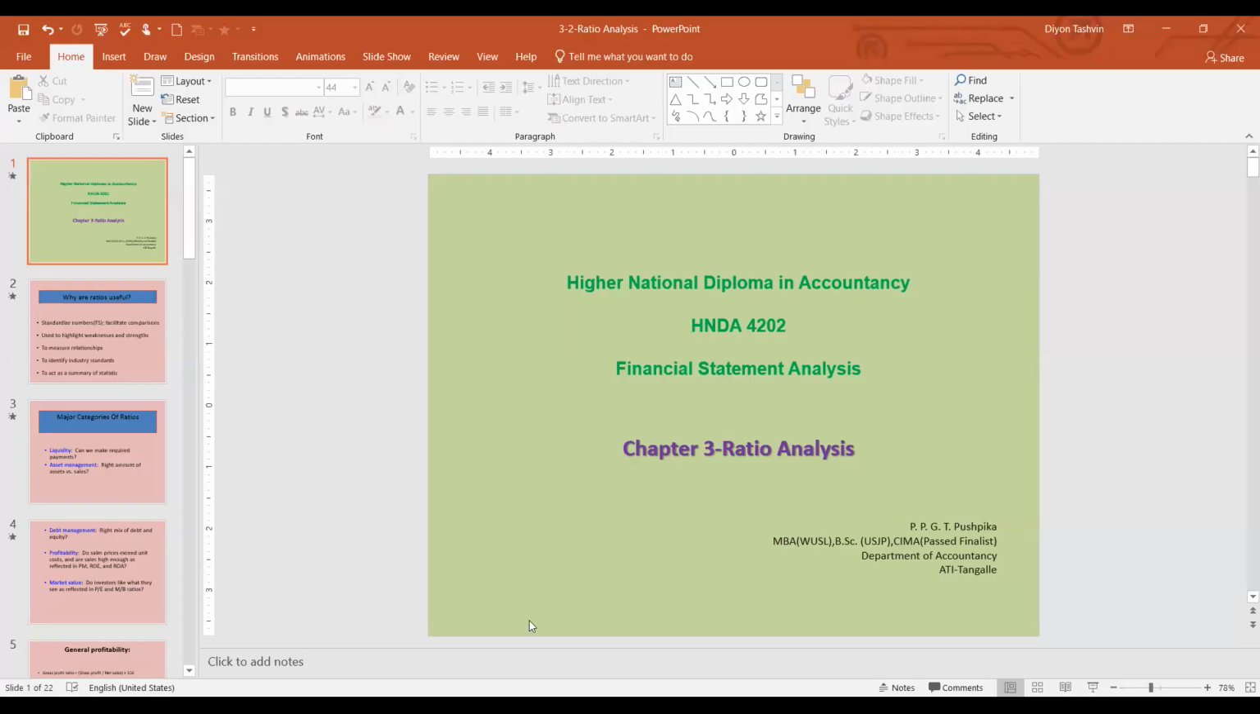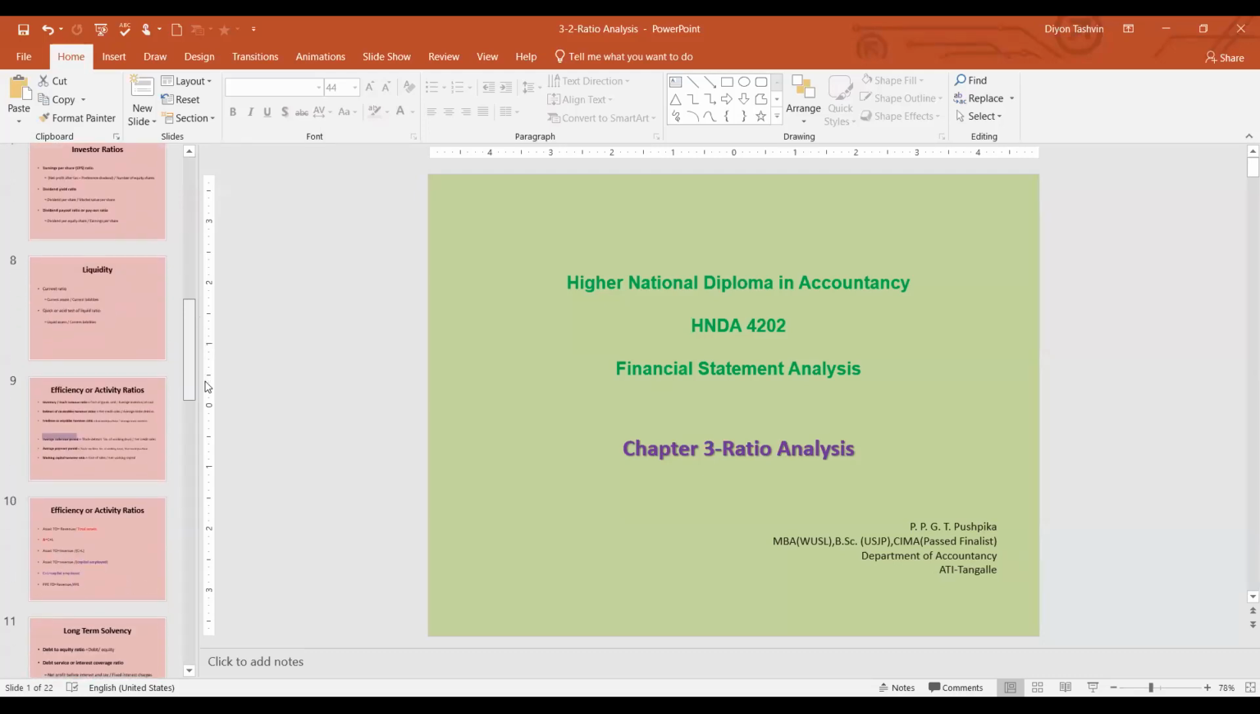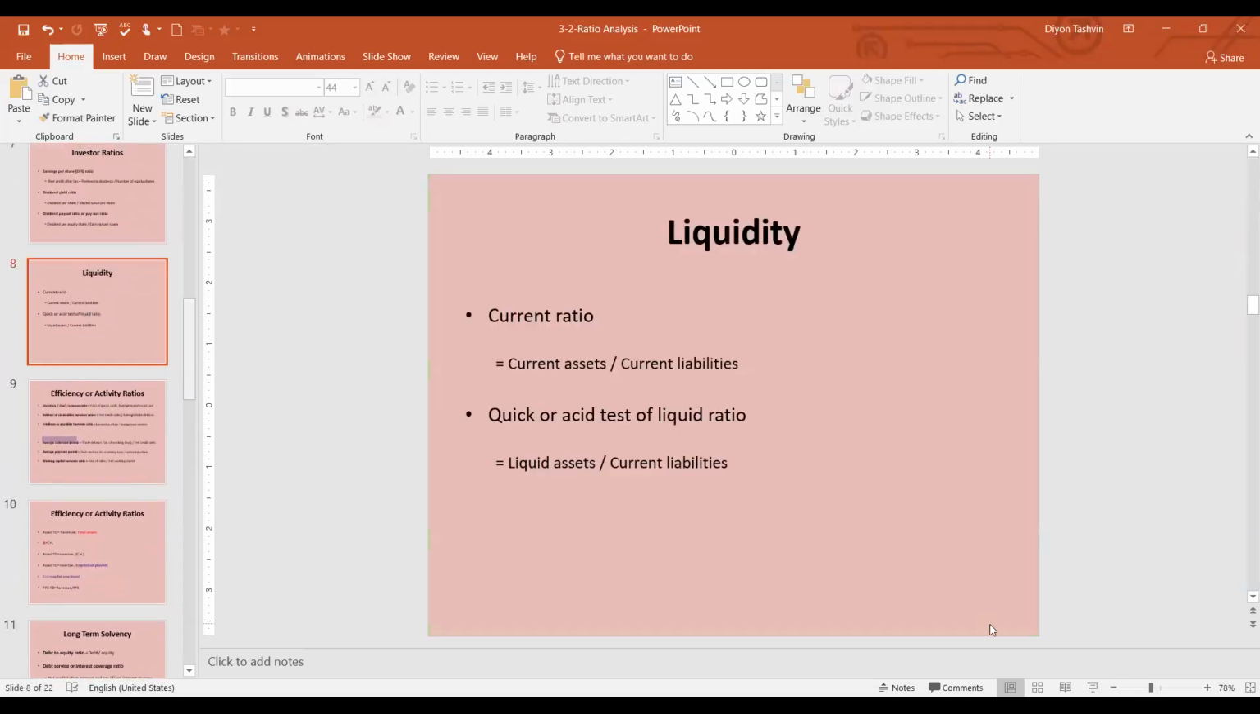So the next one I'm going to start is liquidity ratio. In the liquidity ratio, what we are going to see are the current ratio and quick ratio. I know that you are familiar with these. In the current ratio, we take current assets divided by current liabilities, and in the quick ratio, we are going to see liquid assets.